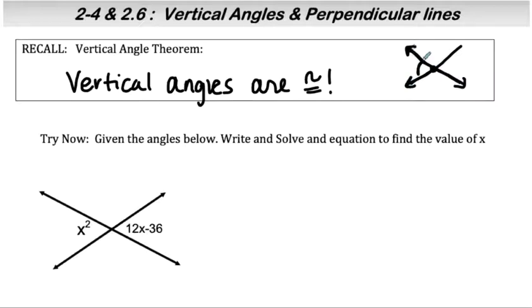So there's this line right here. This ray's opposite ray would be this one. And this one's opposite ray would be this one. So these two angles would be vertical and they'd be congruent. And these two angles would be vertical and they'd be congruent. You have to be very careful when the diagrams get a little bit trickier.